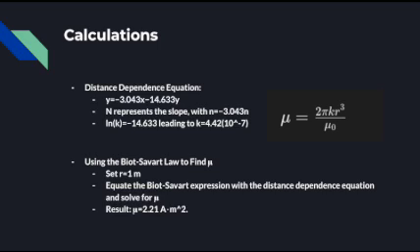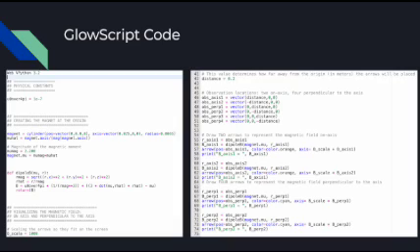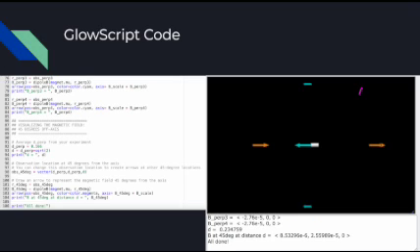And then using the Biot-Savart law to find mu, we set r equal to 1 meter. Using the equation, we solved for mu, and mu became 2.21. Now this is my GlowScript code. This is the first part, all the way till line 74, and this is from 76 on, and this is what the visualization looked like when you ran the code, and these were the calculations I got.